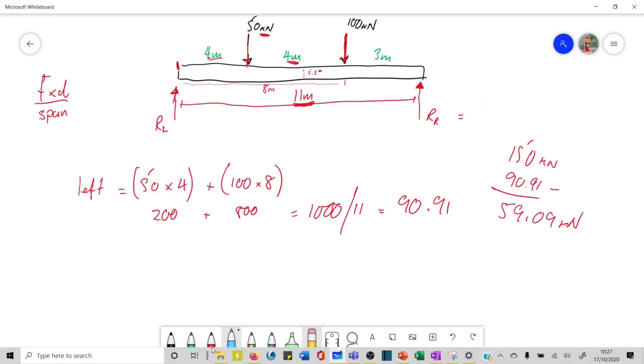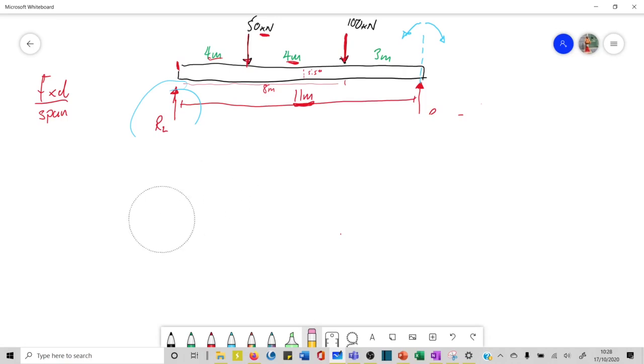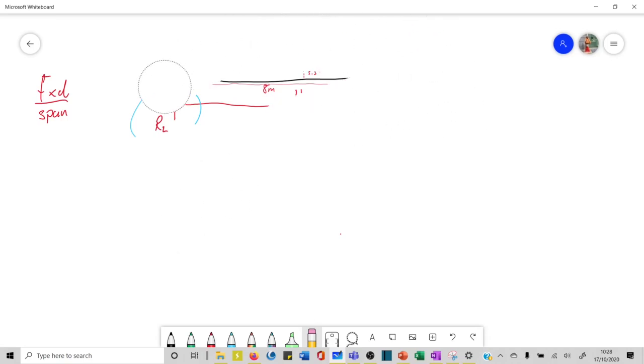So if we're trying to understand the rotation through here, this is where we're trying to determine whether it's going in this direction or that direction. Okay, so we're calculating this here. So the left reaction would be from there. All right, let's go and do the other side.